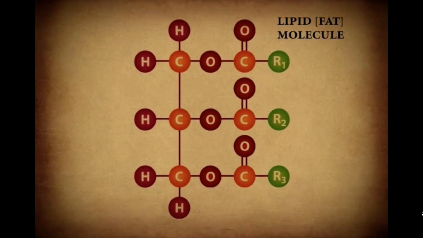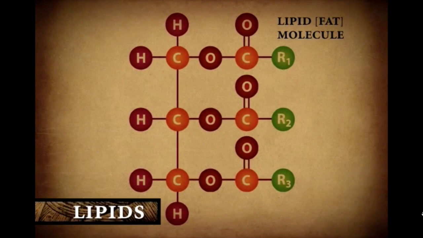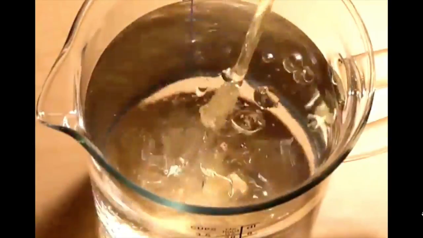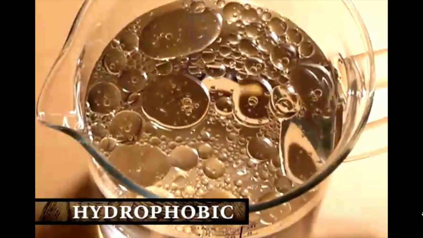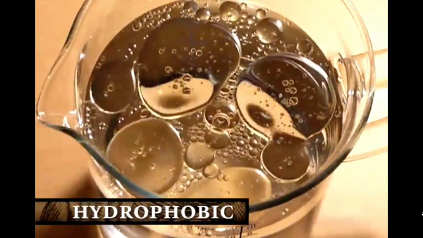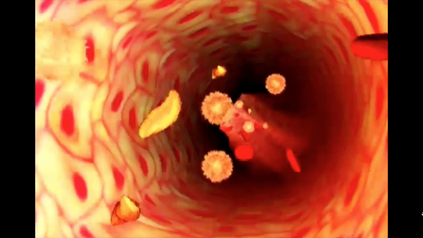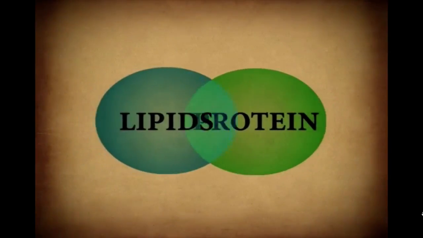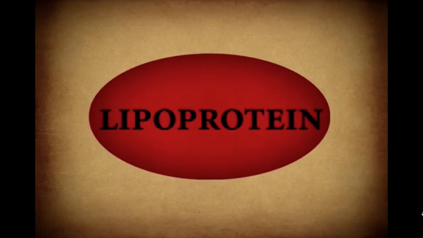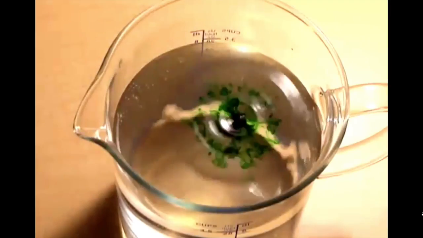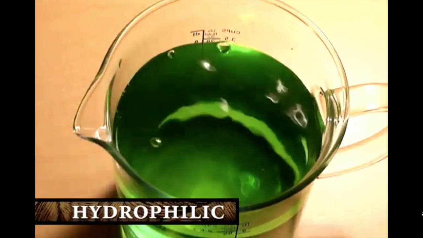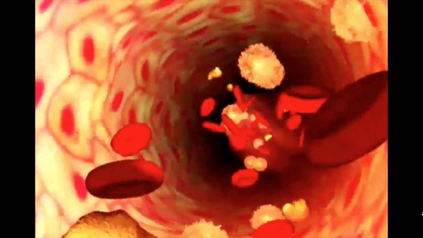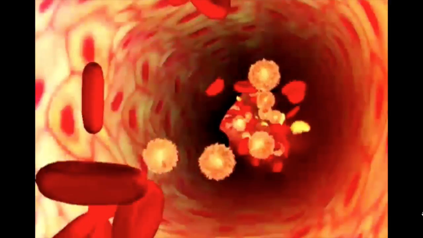Steroids are part of a group of biological molecules called lipids or fats. Lipids don't dissolve in water, so they're referred to as hydrophobic, which literally means water-fearing. In order to be transported through water-based bodily fluids such as the blood, lipids must combine with protein molecules to form lipoproteins. Non-steroid hormones are water-soluble, so they are called hydrophilic or water-loving. They can travel through the blood as they are.